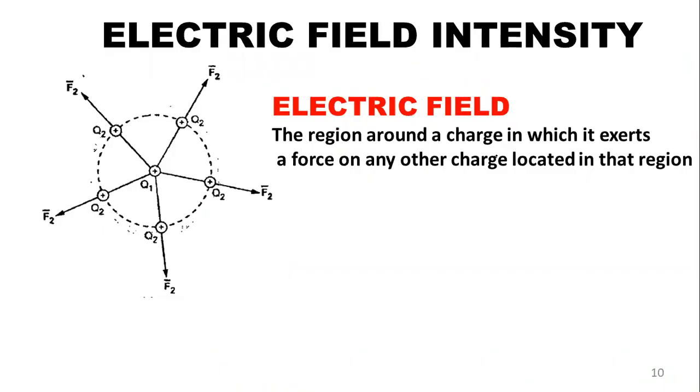It is a region around a charge in which it exerts a force on any other charge located in that region. So you can see from this, there is a charge Q1 here, and you have many other charges, all named as Q2. So F2 will be the force acting on Q2 due to the charge Q1. How to calculate that force we have already studied in the last class, that's by using Coulomb's law. So what is an electric field? The region around a charge in which it exerts a force on any other charge located in that region. So that is what we call as electric field.